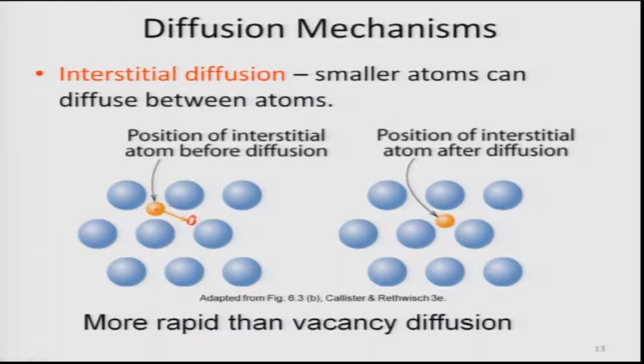But whatever the reason, this diffusion by an interstitial atom is much faster, in fact an order of magnitude faster than substitutional atom diffusion, because of the availability of a large number of vacant positions and the size of the smaller atom.